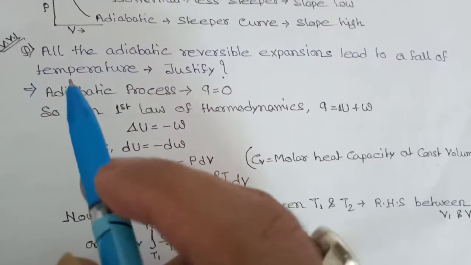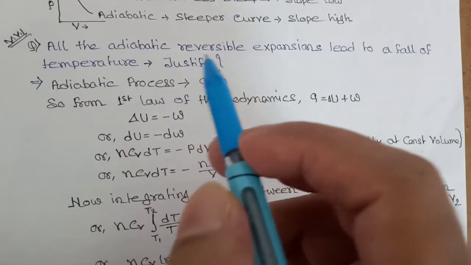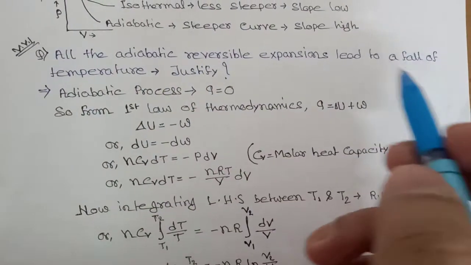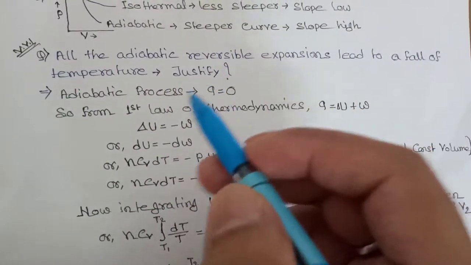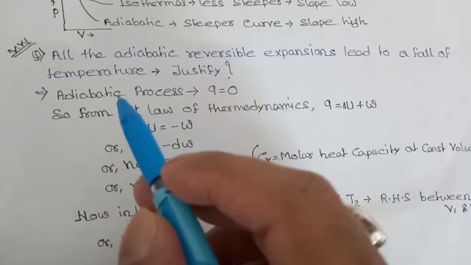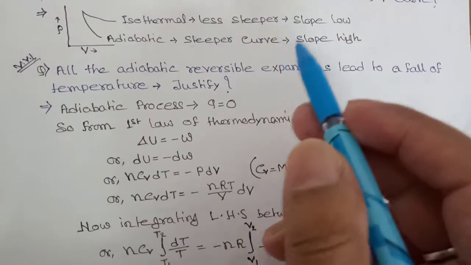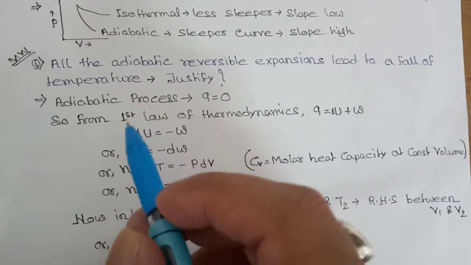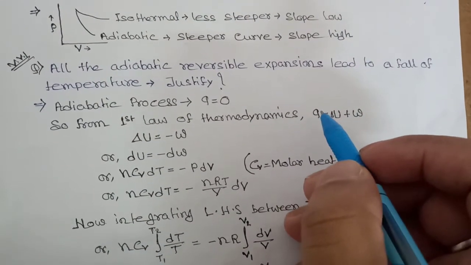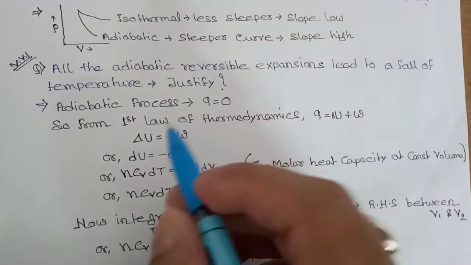Now we have to solve a question of thermodynamics. An adiabatic reversible expansion leads to a fall of temperature. Fall of temperature means there will be cooling, a decrease in temperature, which we have to justify. Adiabatic process means Q should be 0 because no heat will be transferred between system and surroundings. So from the first law of thermodynamics, we put 0 for Q in the adiabatic process, so delta U equals minus W.